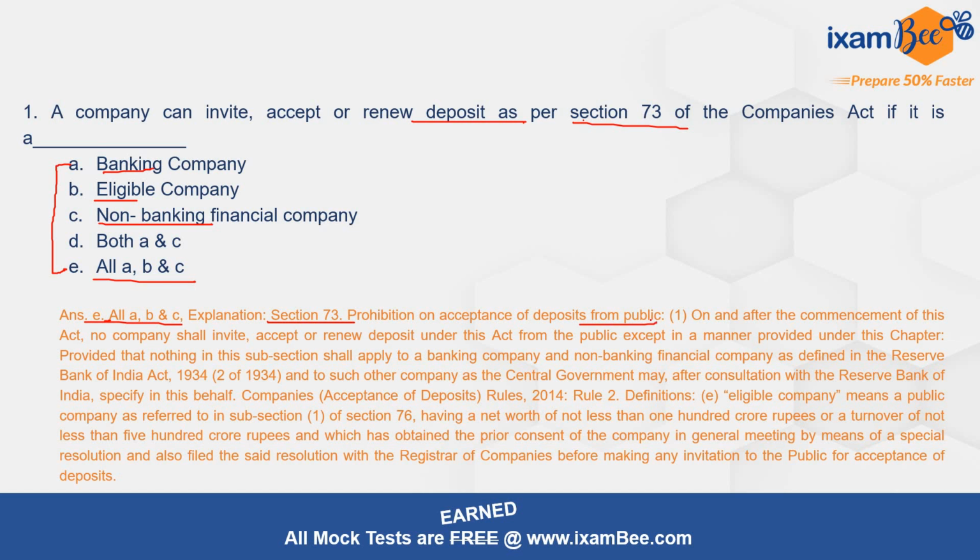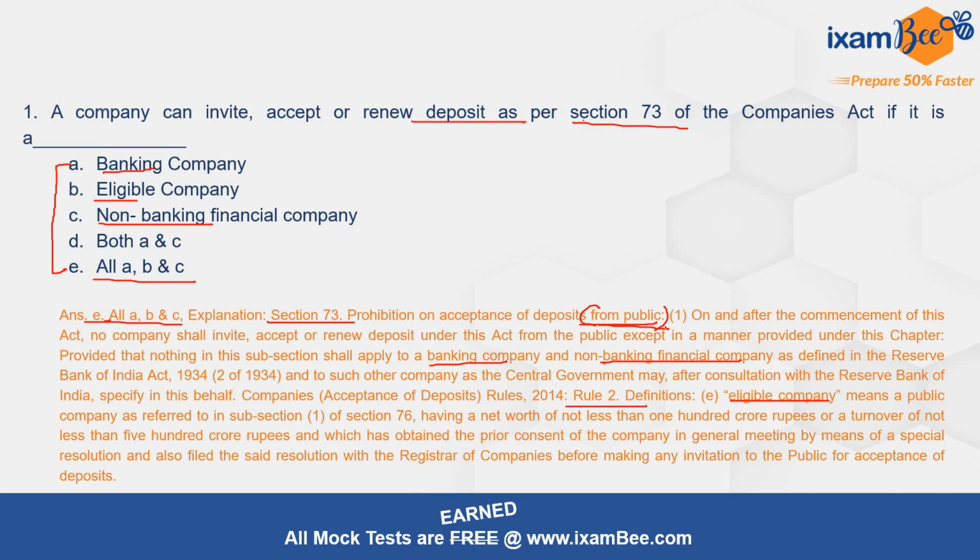So as per the general rule, there is a prohibition that the companies cannot go ahead and accept deposits from the public. However, ये जो general rule है हमारा, to this there are certain exceptions, and that is this particular prohibition is not applicable to banking companies, non-banking financial companies, then eligible companies. And what are eligible companies? They have been mentioned under rule 2, okay, of the Companies (Acceptance of Deposits) Rules 2014. So these are the category of companies which can go ahead and accept, invite or renew deposits from the public. Otherwise, as a general rule, there is a prohibition on the companies that they can go ahead and accept deposits from the public.